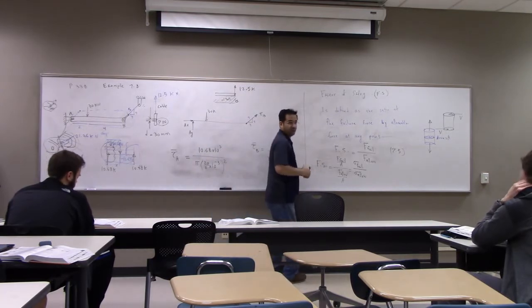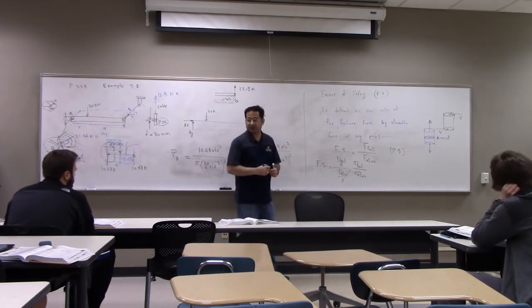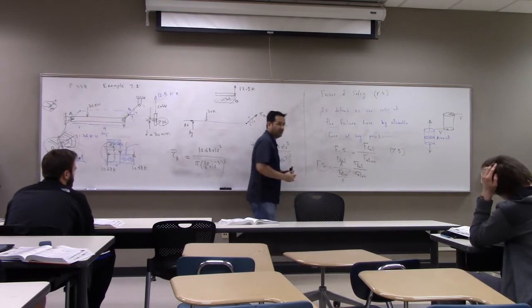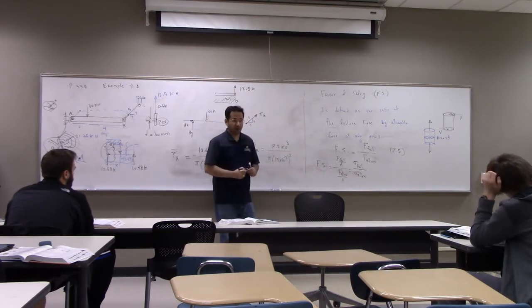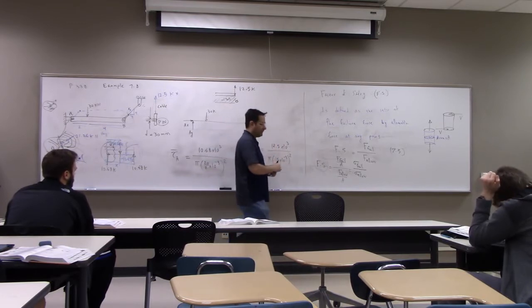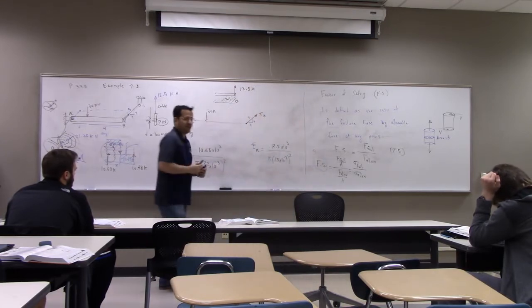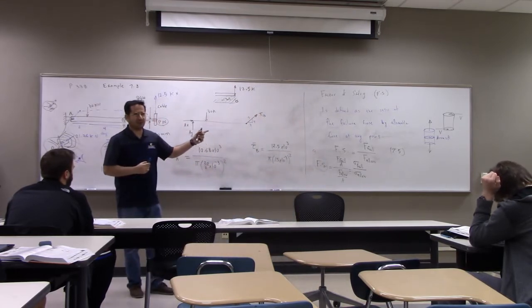So this is given to you. You don't compute factor of safety. You never compute factor of safety. This is given to you. Who gives that to you? The community, the code. Right? If they say take FS like 4. For a space structure, that is a small value.